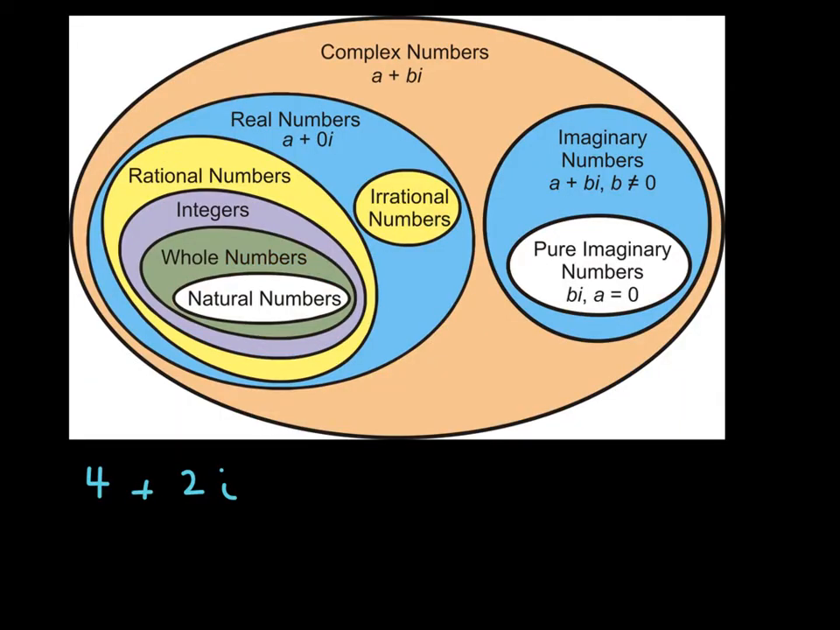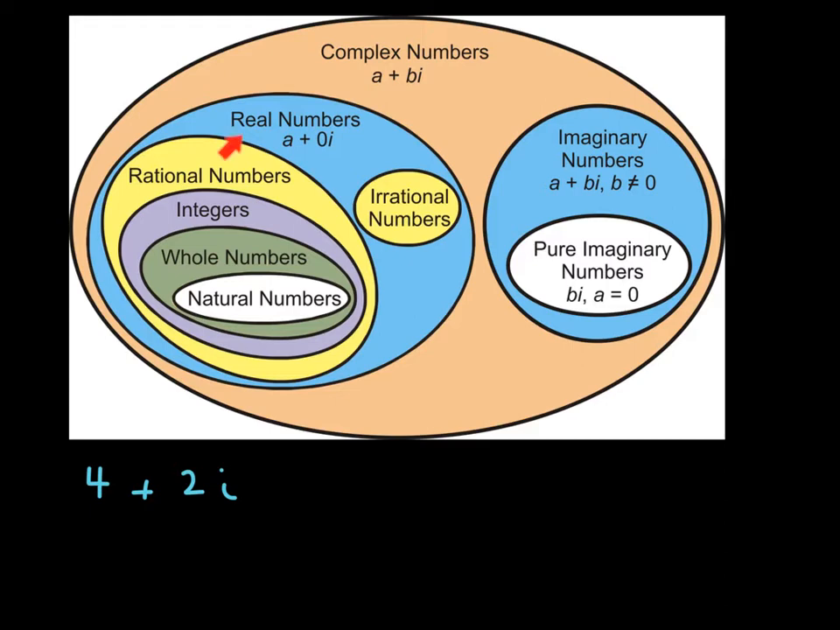All right, I'm going to give you some numbers, and I want you to tell me what kind of numbers they are. So here you have 4 plus 2i. Is this a natural number? No. Whole? No. Integer? No. Rational? No. Irrational? No. It's actually not a real number at all. It's not a real number because of the imaginary number here.